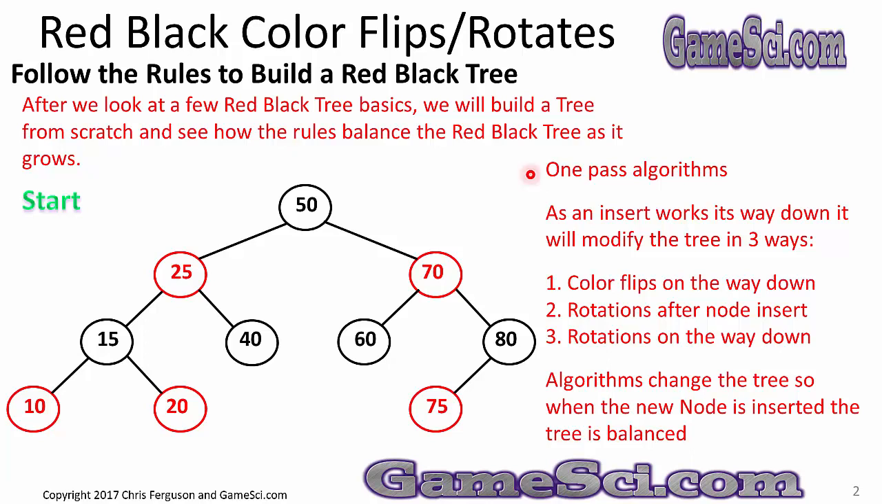Red-black algorithms are one-pass algorithms. As an insert works its way down, it will modify the tree in 3 ways. Number 1, color flips on the way down. Number 2, rotations after a node is inserted. Number 3, rotations on the way down the tree. The algorithms change the tree so that when a new node is inserted, the tree is balanced.